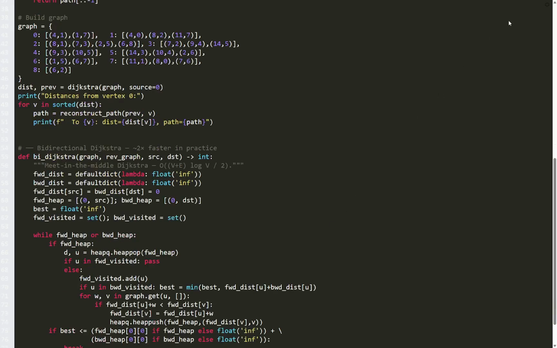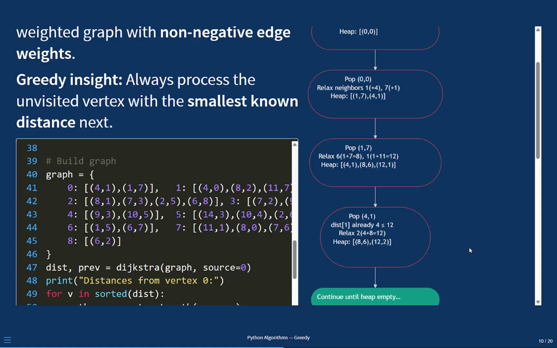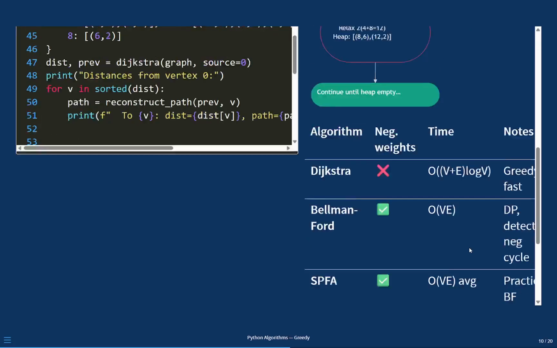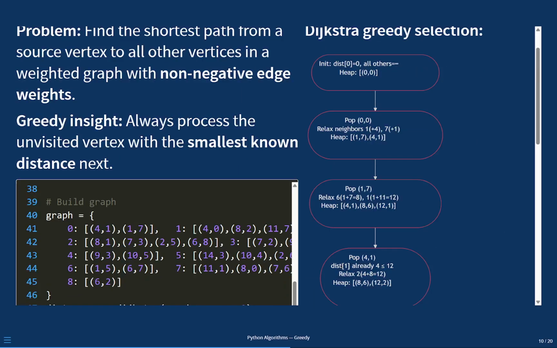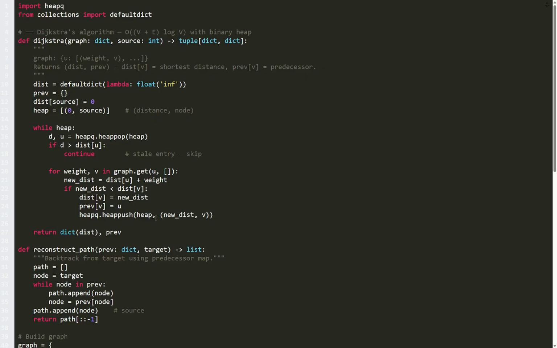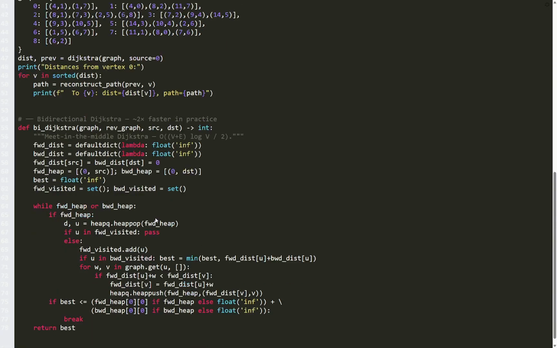Reconstruct_path backtraces from any target vertex using the predecessor map, building the actual path in reverse. This gives not just the shortest distance but the explicit route. Bidirectional Dijkstra runs 2 simultaneous Dijkstra searches, one forward from source, one backward from destination, meeting in the middle. In practice, this roughly halves the number of vertices explored on large graphs, like road networks, giving approximately a 2 times speedup.